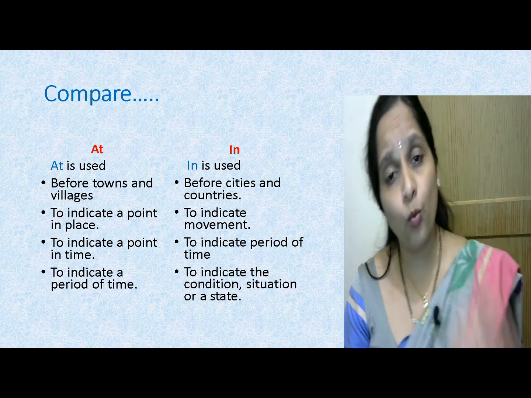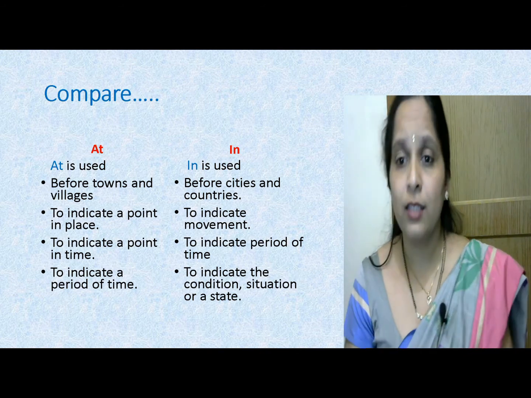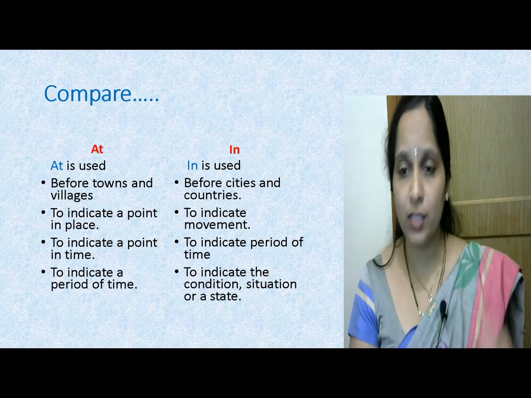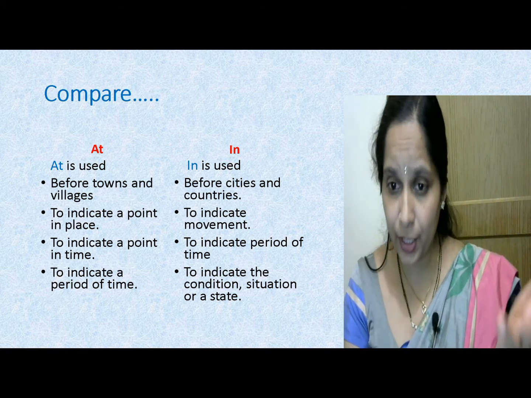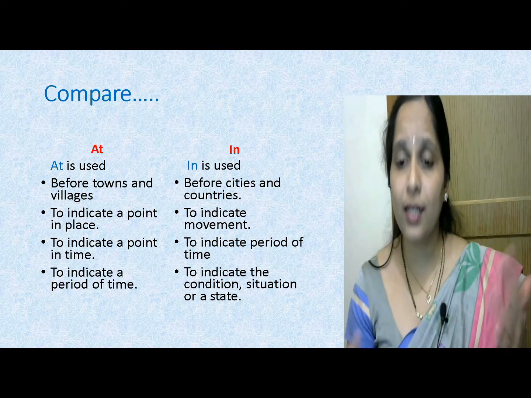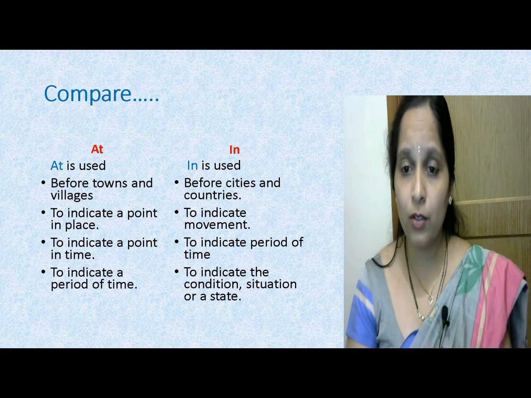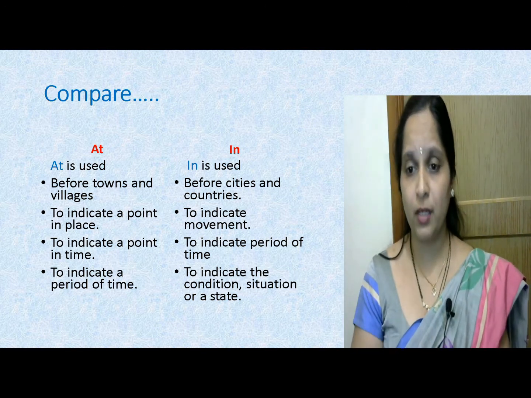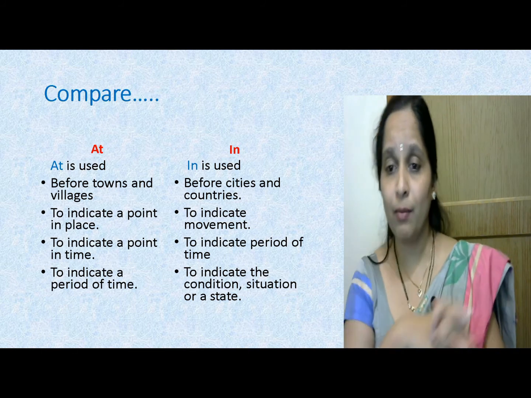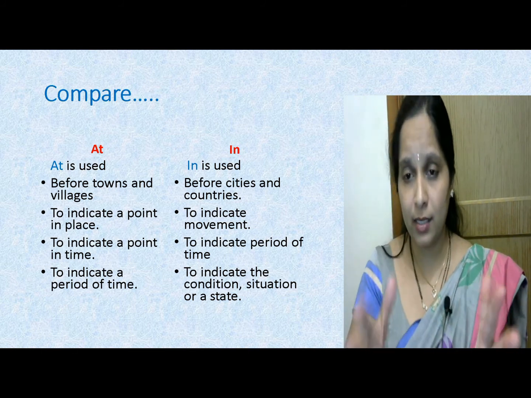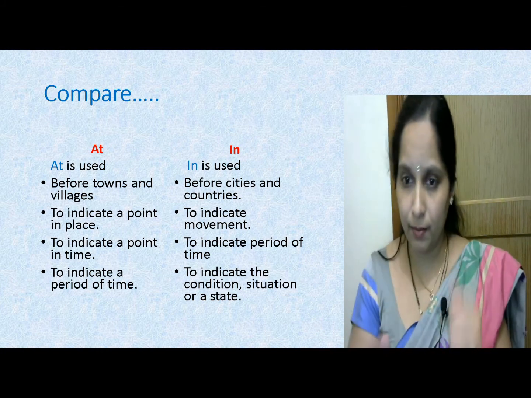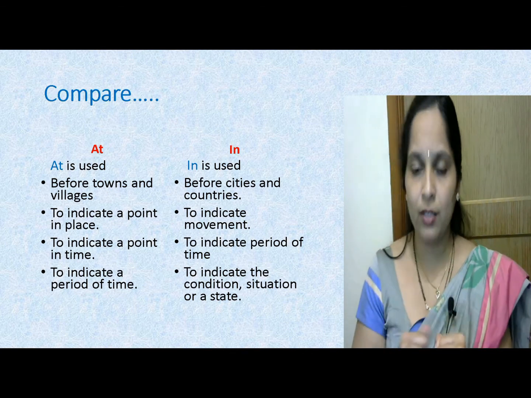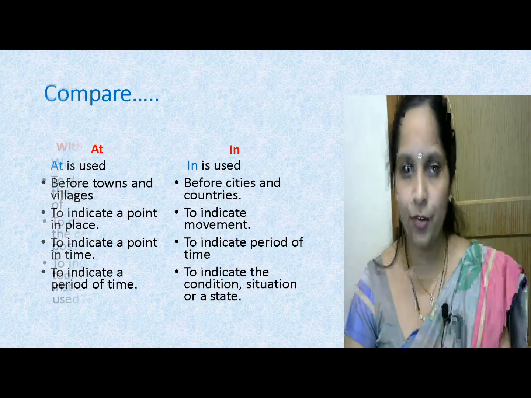When are we supposed to use in? We've already known the prepositions of time, prepositions of place. So before cities and countries, to indicate movement, period of time, condition, situation, or a state. I am in a great emergency. I have to rush because I'm about to miss the train. It is the need of the hour. So I am in a hurry. So period of time, and it also indicates movement. These are at and in for you.